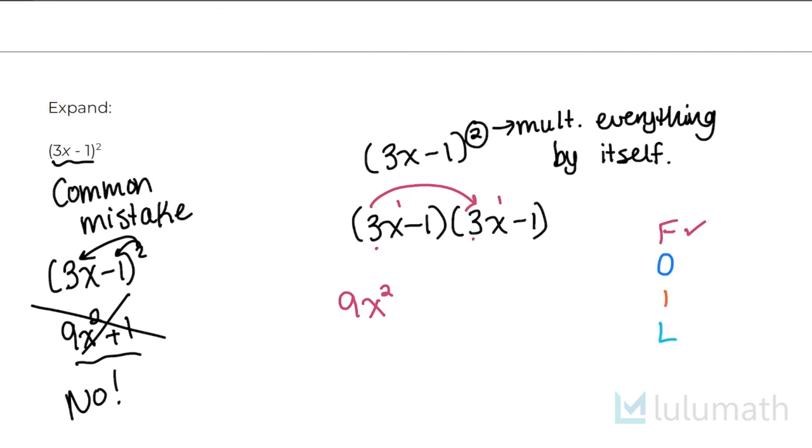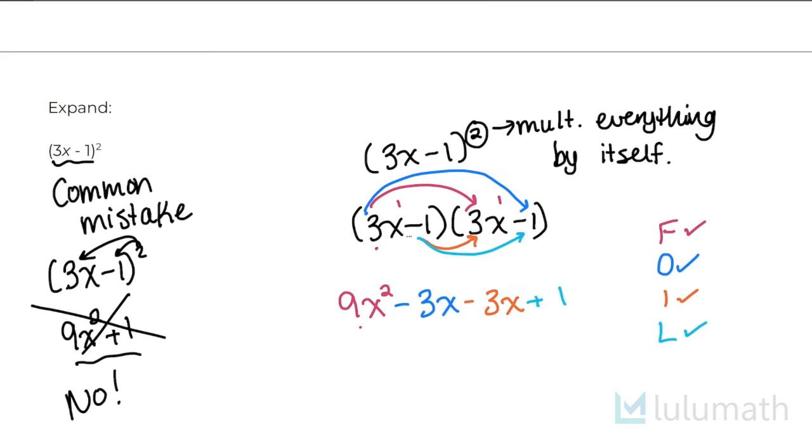So now I'll do outer right here. So the outer term here is 3x, and the outer term here is negative 1. So negative 1 times 3x is negative 3x, okay? Then I is inner, so my two innermost terms are negative 1 times 3x, so I get another negative 3x, okay? And then I'm going to do my last terms. L stands for last, so negative 1 and negative 1 are both my last terms. Negative 1 times negative 1 is positive 1, okay?